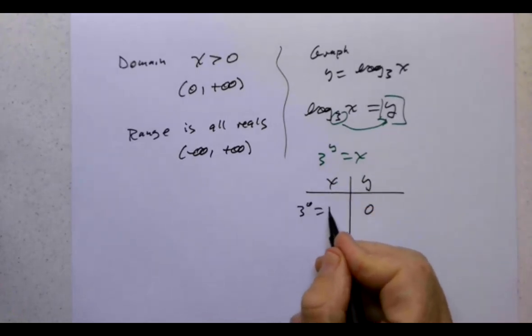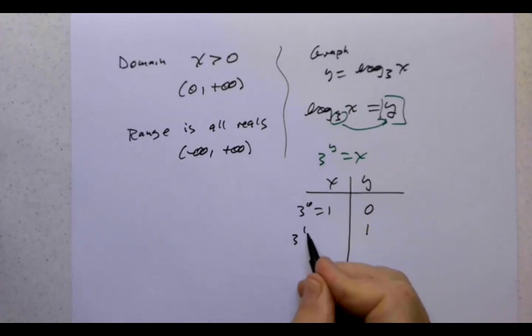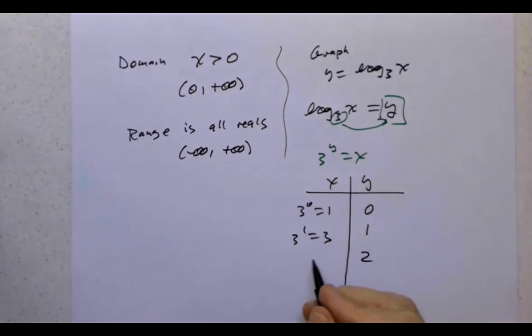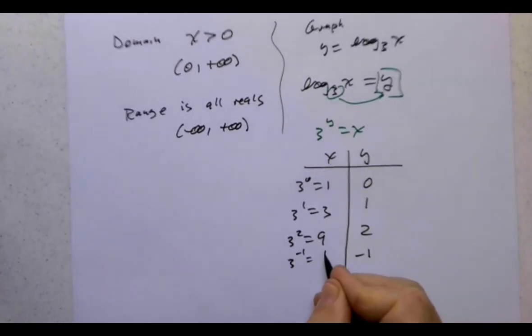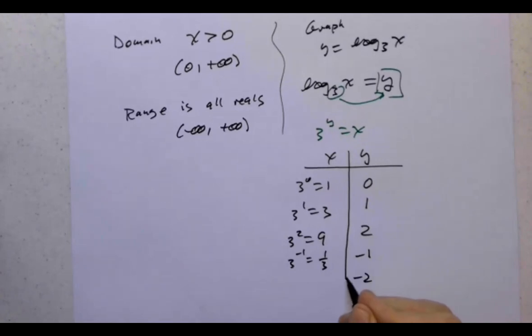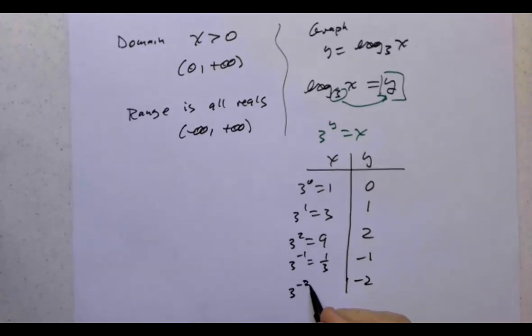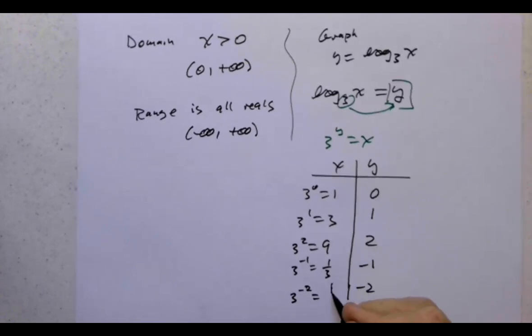Get the idea? Pick values for y, like if y is 0, what is x? 3 to the 0 is 1. If y is 1, x is 3 to the 1, which is 3. If y is 2, x is 3 to the second, which is 9. If y is negative 1, x is 3 to the negative 1, which is 1/3. If y is negative 2, x is 3 to the negative 2, which is 1/9. If I have to graph a log question quickly, that's the process that I use to find the points that work.